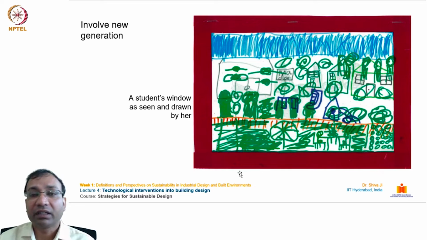This is a sketch by a student, of what she has seen from her window. If you see, she has drawn a variety of things: the houses and the people, the trees, and then the skies and other stuff. So how their observations take place, what do they observe, what do they understand from these observations. It's a very interesting phenomenon.